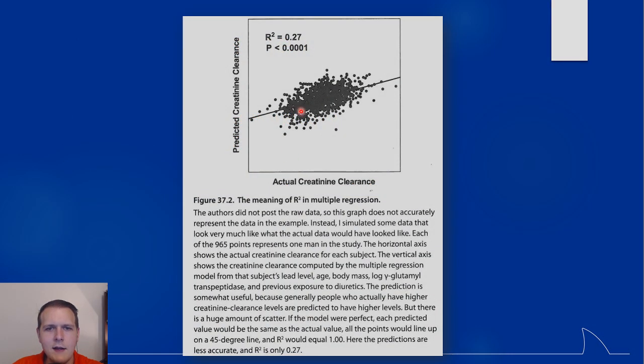And again, actually looking at the data here, if you're looking at actual creatinine clearance versus predicted, you can see here that the r-squared value only being 0.27, there's a lot of scatter around here, and even though that is significant, there's still a lot of variability that you can't really account for because of this.